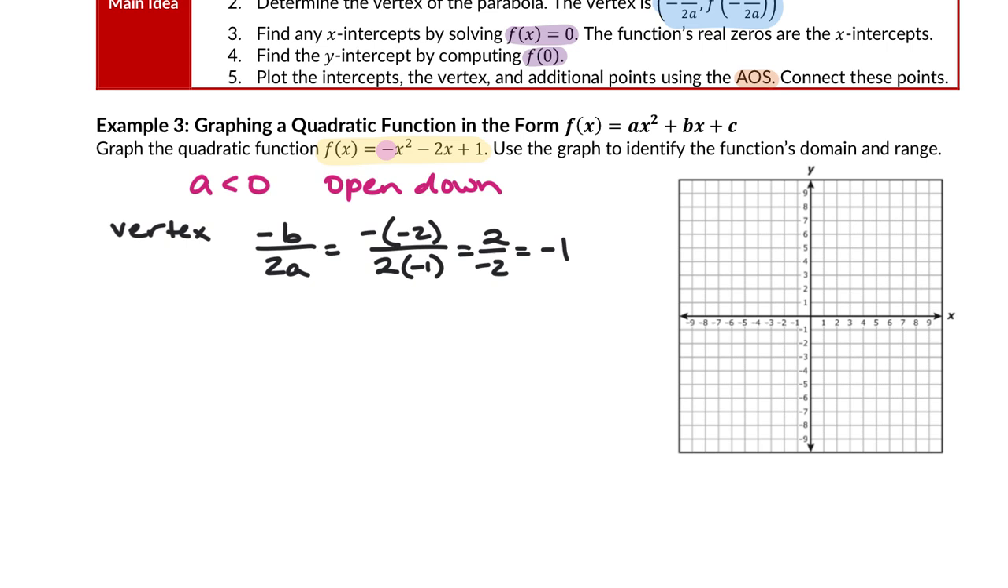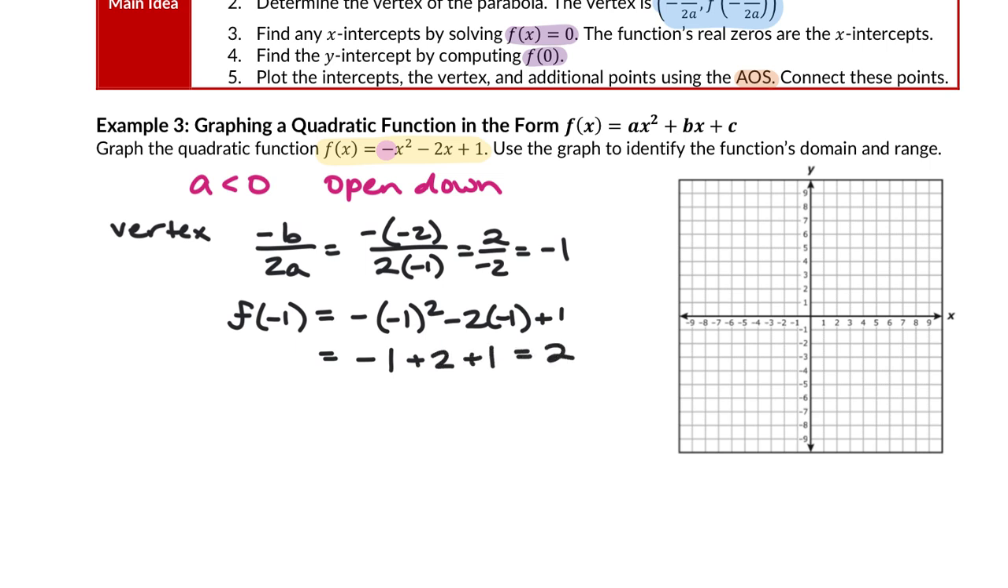To find the second value of my vertex, all I'm going to do is plug in negative 1 to the function, which means I'm doing negative negative 1 squared minus 2 times negative 1 plus 1. This is negative 1 plus 2 plus 1, which is 2. And oh my gosh, all of that work to tell us that the vertex is the coordinate point negative 1 comma 2. It was much easier in vertex form. We just looked at the numbers. In standard form, we can't just look at the numbers. We have to compute the vertex.